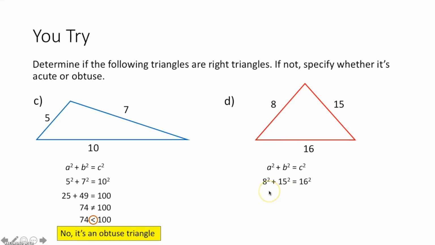Once you have that, you square each of these. We add these two together, and we end up getting 289, which is not equal to 256. We do know that 289 is greater than 256, meaning that A squared plus B squared is greater than C squared, meaning that this triangle is going to be an acute triangle.